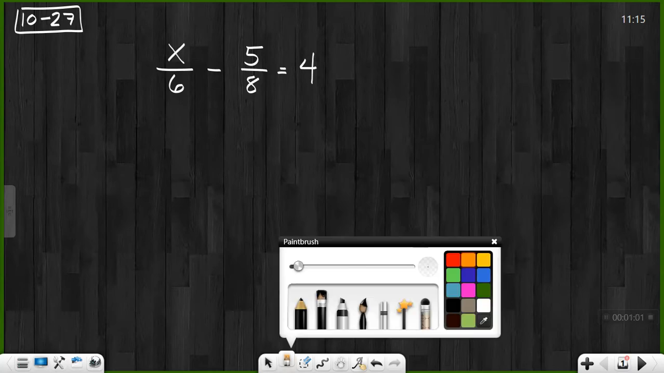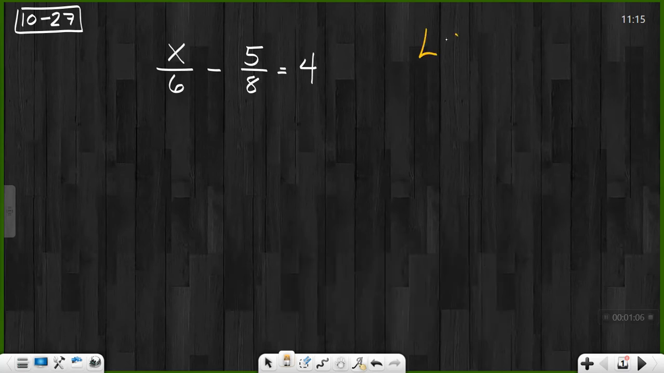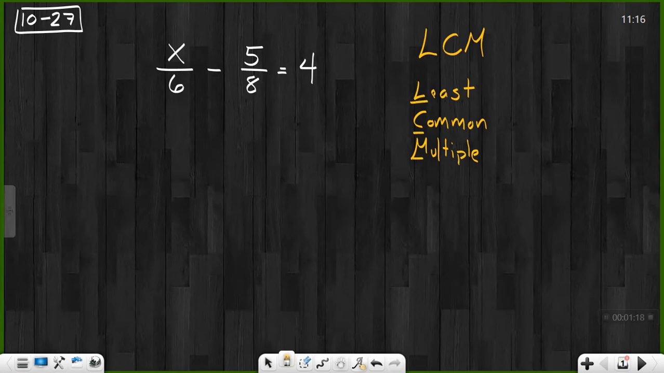Essentially, what they're asking you to do is find what we would call the LCM, or least common multiple. The least common multiple, the LCM, for, in this case, 6 and 8. All right? And what is the least common multiple for 6 and 8? That means the first multiple that both 6 and 8 go into.